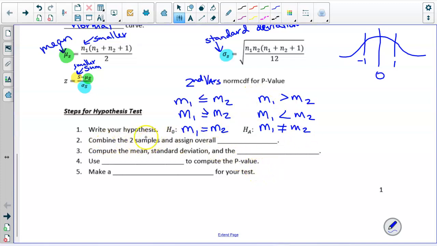Then you combine your two samples together from least to greatest, the values, and you assign overall ranks. Once you assign the overall ranks, you can then compute the mean, the standard deviation, and the z-score. Once we have the z-score, we can use the norm CDF function to compute our p-value. And then once we have our p-value, we can make a conclusion for our test.